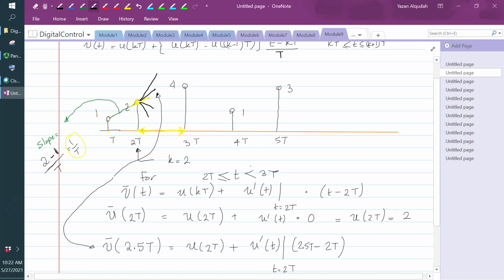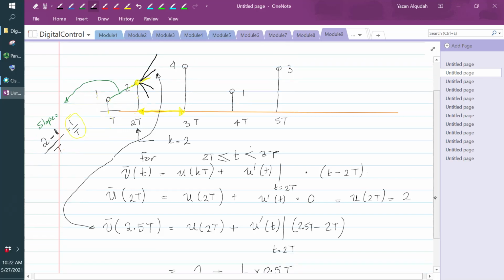Okay, so let's first calculate the estimated signal, u bar of t, again between 2T and 3T. u bar of t is equal to u of 2T plus u prime of t multiplied by (t minus 2T). So if I want to calculate u bar at 2T, at the starting point here, it is going to equal u of 2T plus u prime of t multiplied by (t minus 2T), but the t that I'm calculating at is equal to 2T.